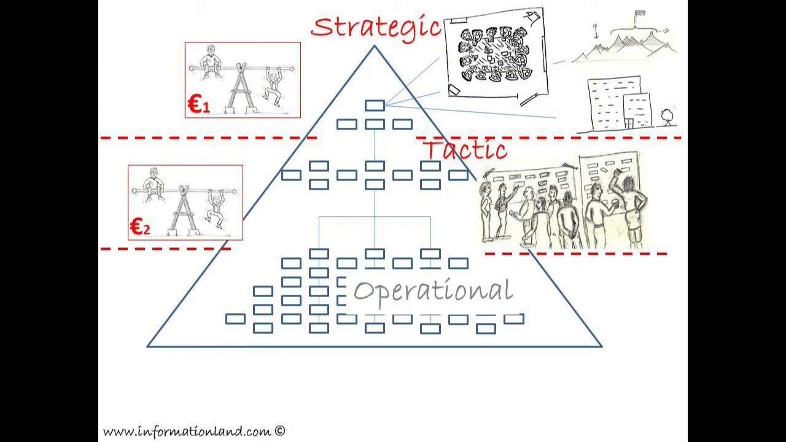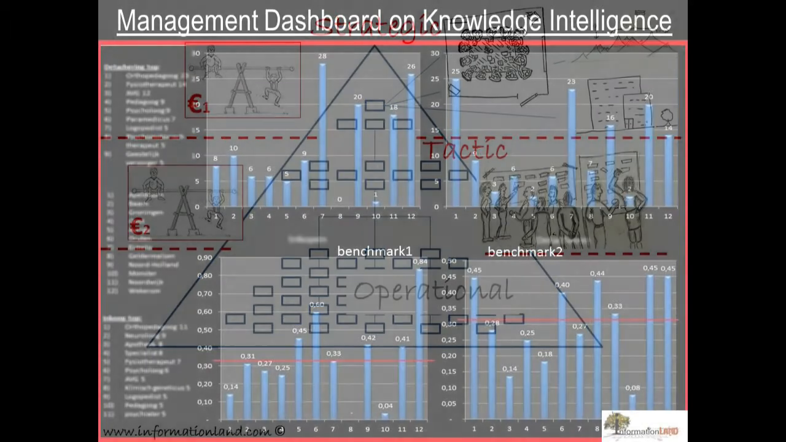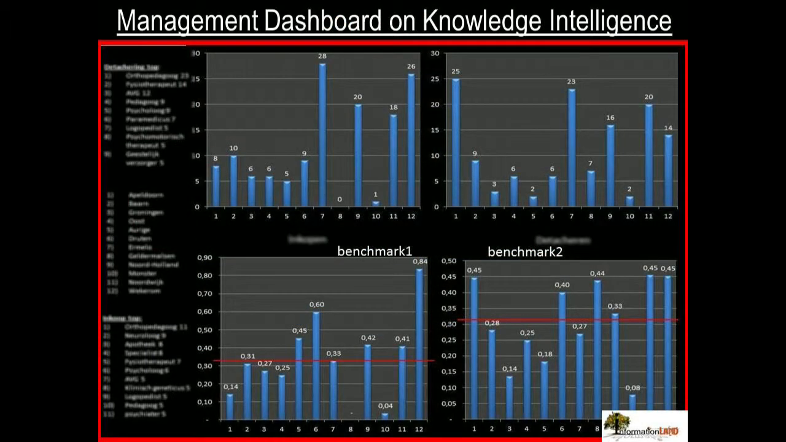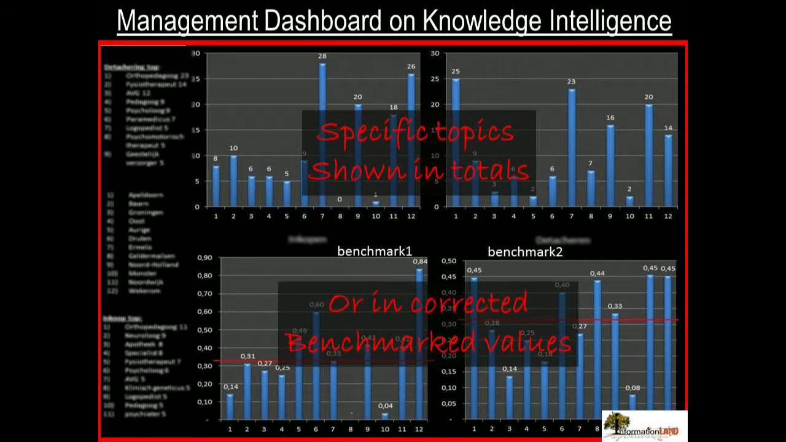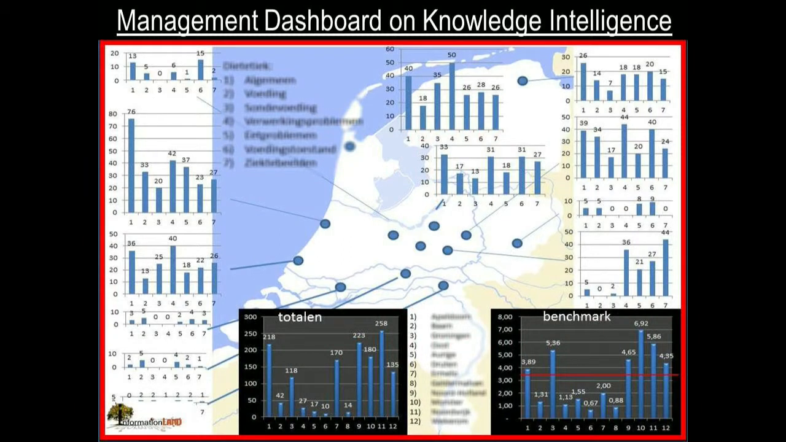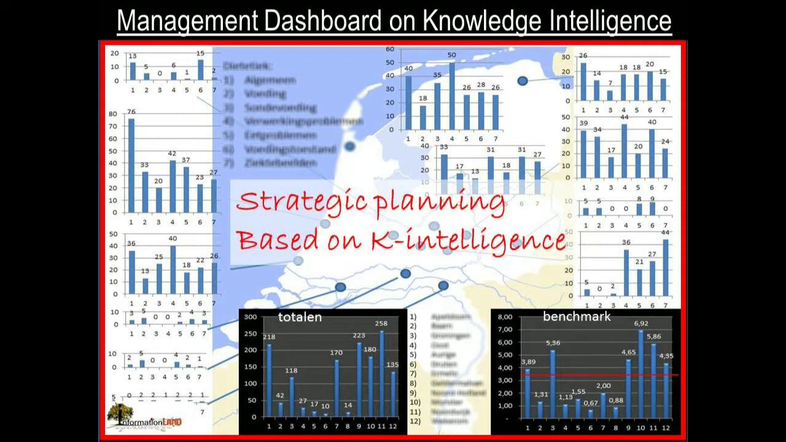Now let's look at the 2 different areas, the tactic and strategic levels, and what the knowledge map does for them. For that we have a management dashboard on knowledge intelligence, as said earlier. On the top level, you see specific topics shown in total. In the lower half, we corrected them in such a way that you can actually benchmark the different locations despite of their difference in size or character. What we also do is that we make dashboards with geographical information so that you actually can compare locations on how they developed the knowledge or how they have their own specializations. And this is vital for strategic planning, purely based on knowledge intelligence.